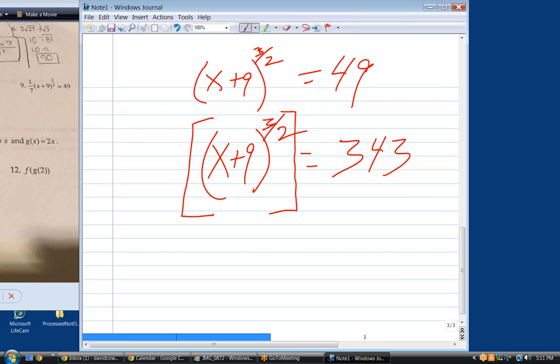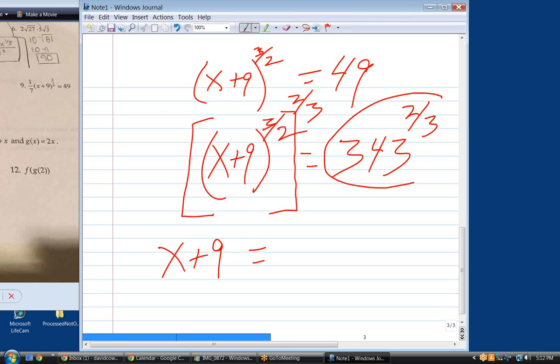I have no idea. 2/3, the reciprocal. Oh, okay. See why? Yeah. When you multiply 3/2 times 2/3, it's 1. Right. If I'm going to exponentiate the left to 2/3, then I've got to exponentiate the right to 2/3. Okay. Now I've got x plus 9 all by itself on the left. I got rid of the exponent.